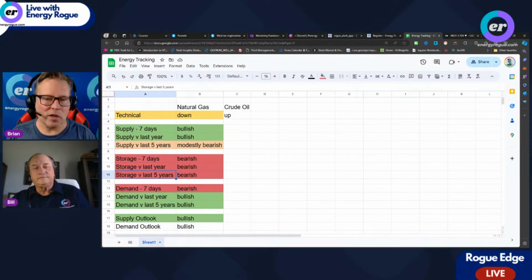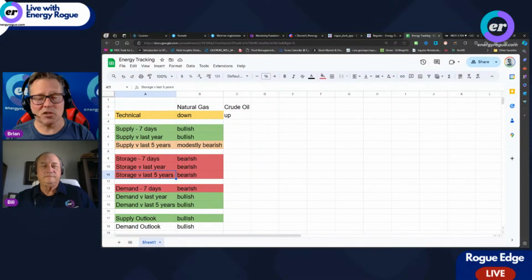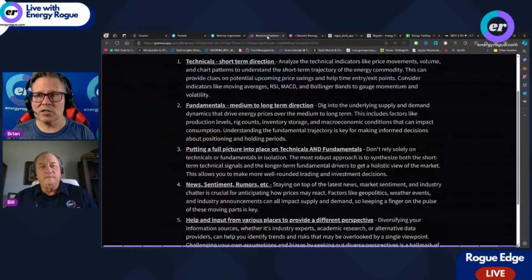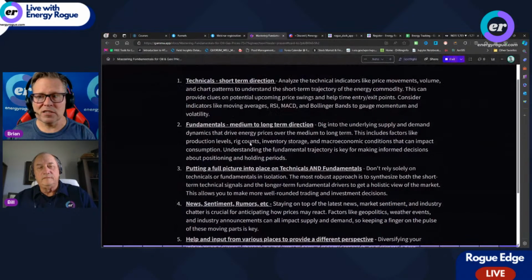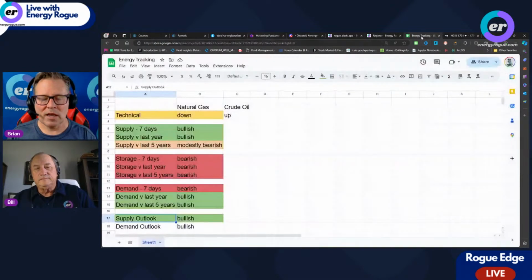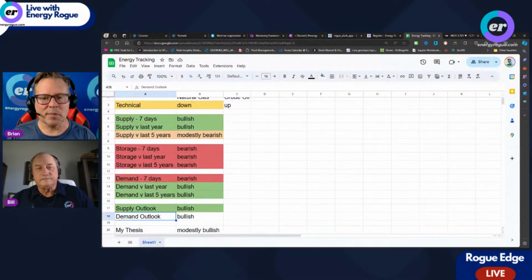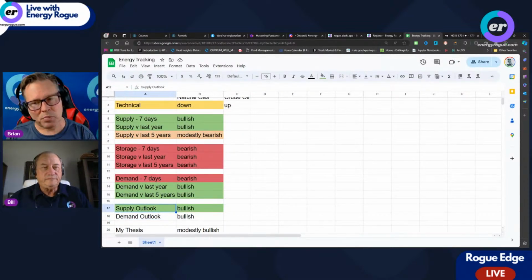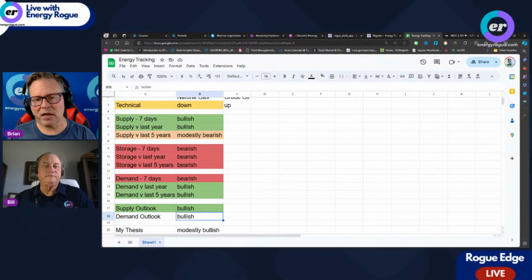And so we look at the storage for 7 days versus last year versus 5 years. Demand, where we are over the last 7 days versus last year versus the last 5 years. What is the supply outlook? The trajectory of the fundamentals, giving the long-term indication, the trajectory of storage. That gives you an overall sentiment where you have supply outlook bullish, demand outlook bullish.